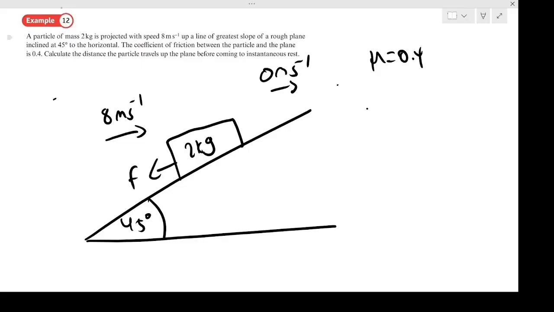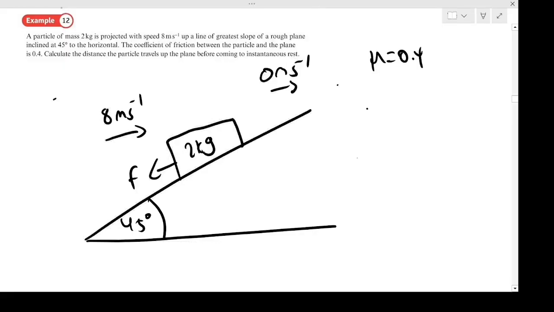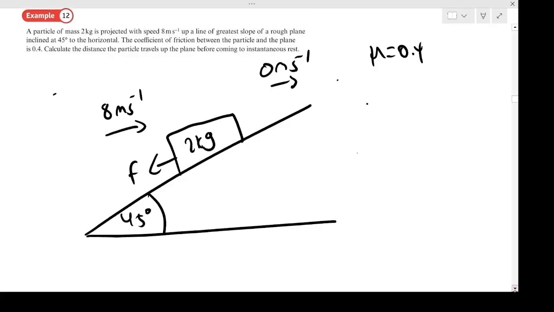Well, there's no reference to it, but also it's projected. So that means it has an initial kick up the slope. So there's no actual force applied to it throughout the journey. It's just a literal kick up the slope. So the only force acting on it really is the friction. If that makes sense. Okay.